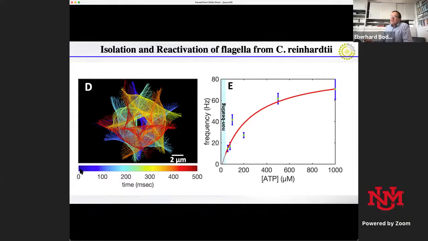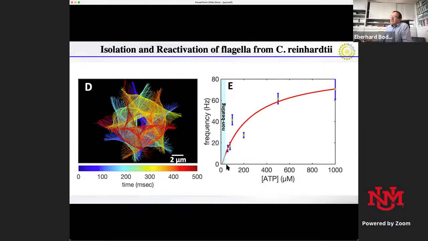And so if you look at the time evolution of one of these things beating along, what you can see here is very beautiful. I like this a lot, it fits a lot to Santa Fe, by the way, in terms of the colors, I think. What you see here is that the colors basically give the position of this axoneme in space as a function of time. So red is late times and blue is early times. And what you can see here is that the beating frequency depends strongly on the ATP concentration.